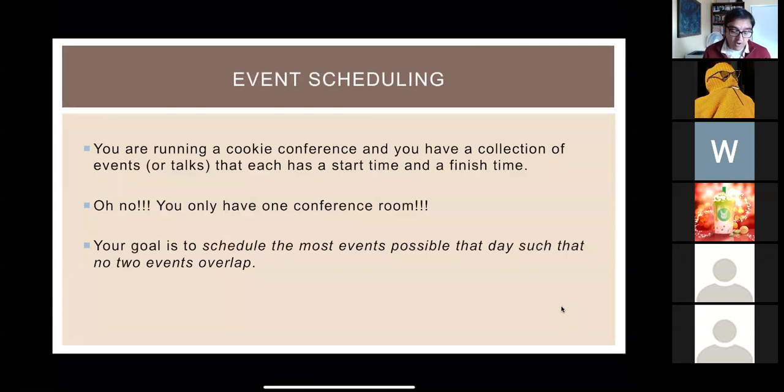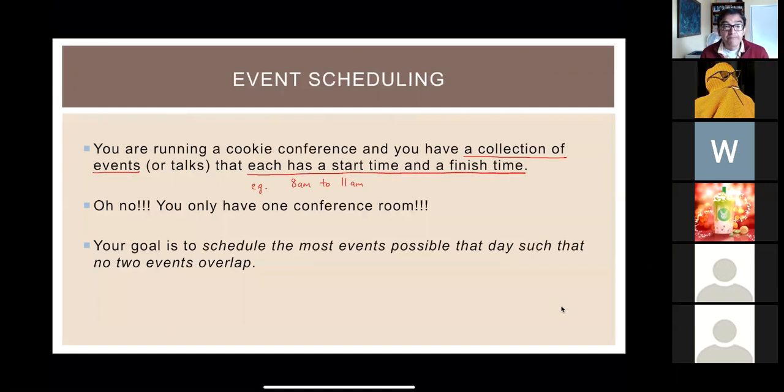So you are running a conference. It's a cookie conference, in fact, and there are a whole bunch of events that you want to schedule. You have a collection of events, and each has got a start time and a finish time. So for example, there's an event that wants to run from, let's say, 8 a.m. to 11 a.m.